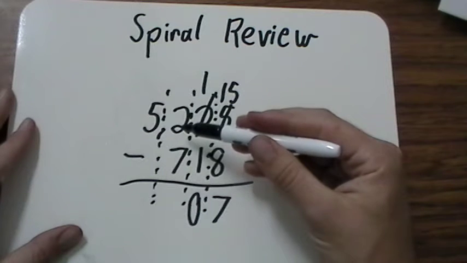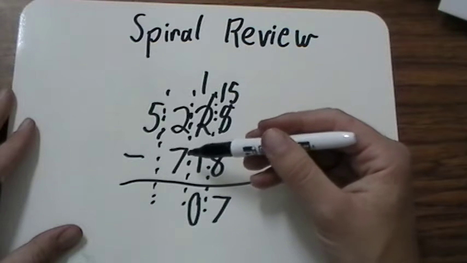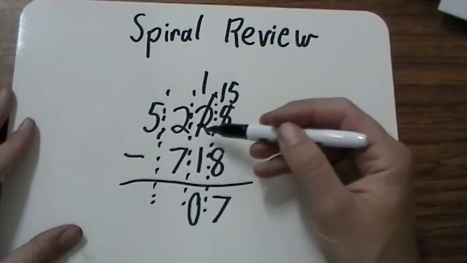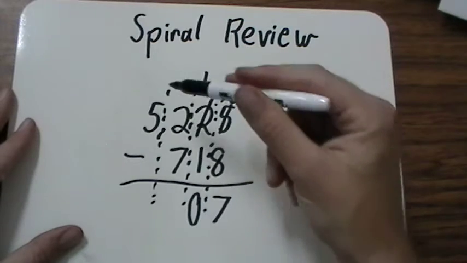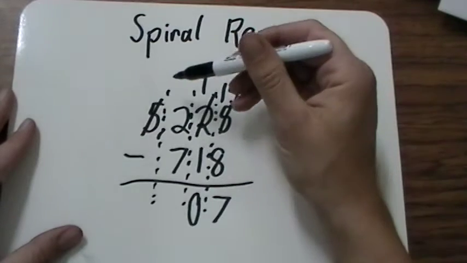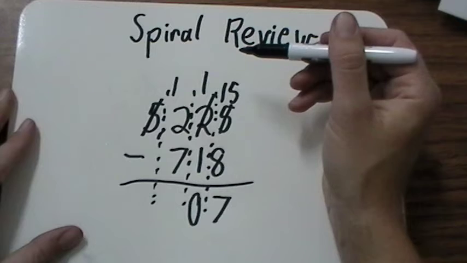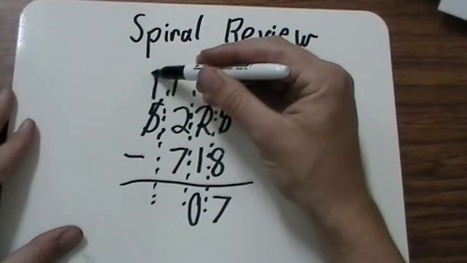Remember, if you only have $2 in your pocket and you're at the store and they want to charge you $7, you don't have enough money, so you borrow. Do I borrow from somewhere over to the right? No, I have to borrow from somewhere over to the left. Get rid of the 5. The 1 comes over here. What's 5 take away 1? Well, that's a 4, so 5 becomes a 4.